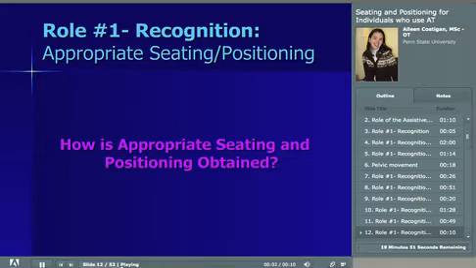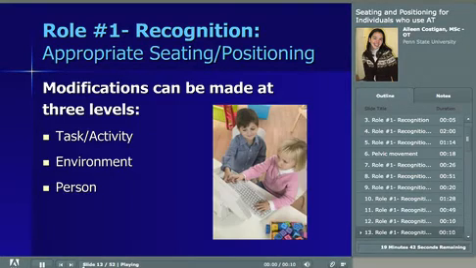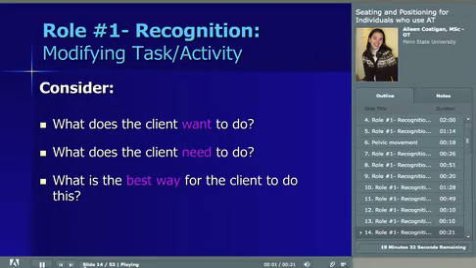So now that we've discussed what appropriate seating should generally look like, let's talk about how to promote it in individuals who use assistive technology. To achieve the best seated position, modifications can be made to the task or activity, the environment, and the person. Let's first consider modifications to the task or activity.